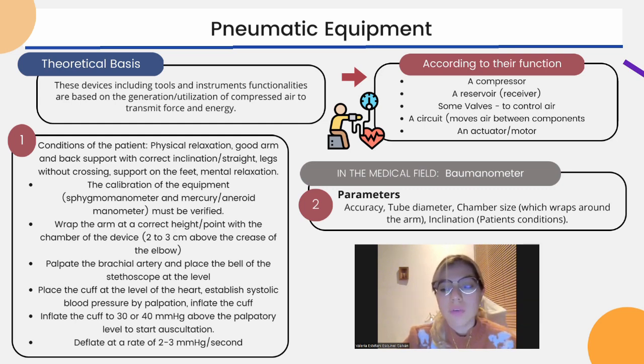And how can things be measured with this device? You check the conditions of the patient: physical relaxation, wrapping the arm at the correct height, the palpation, placing the cuff, and inflating and deflating at a constant rate. But the instructions are more specific in the section below.